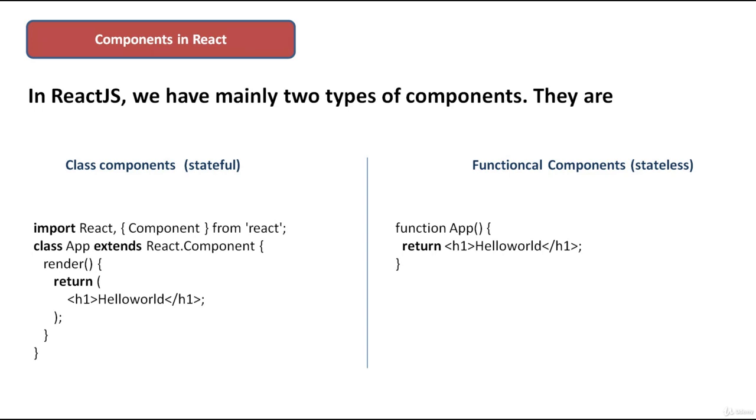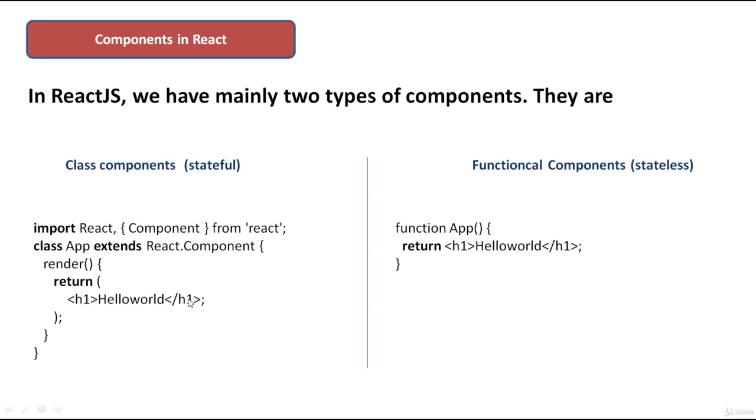So first we import Component from the React library. After that, we write the class name, which extends React.Component. In that React.Component, we have a method called render. In that render method, we have to return the HTML content. After returning the HTML content, we close the render method and close the class App. This is the structure of a class component in React. This will print hello world on the screen.